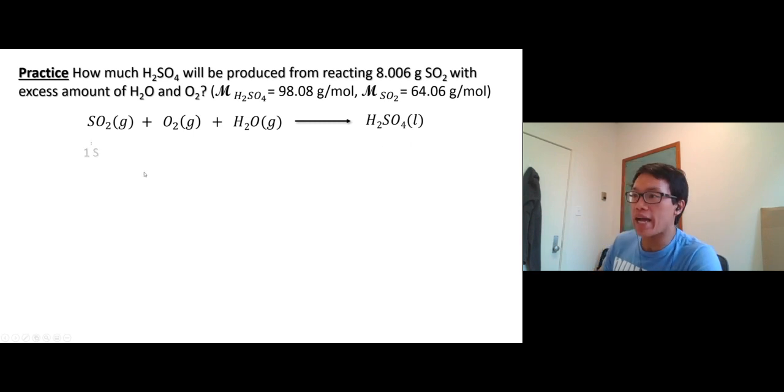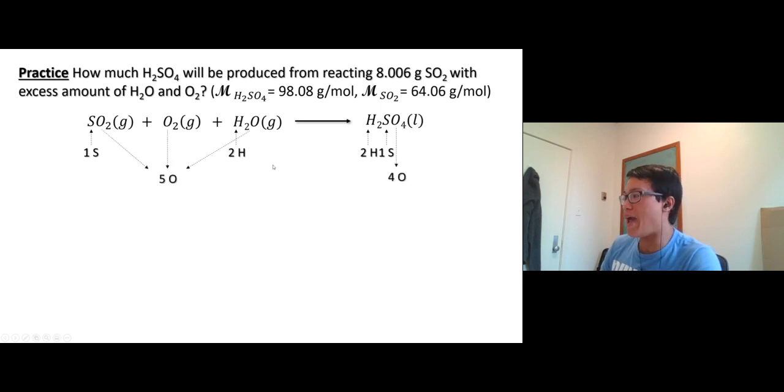On the left side there's one sulfur, on the right side one sulfur. Two hydrogen on the left side, two hydrogen on the right side. Very good. Now oxygen: we have 5 oxygen on the left side, and 4 oxygen on the right side. So we have to balance this equation. This is how I do it. There are multiple ways to do this, but I just want to give you a trick.